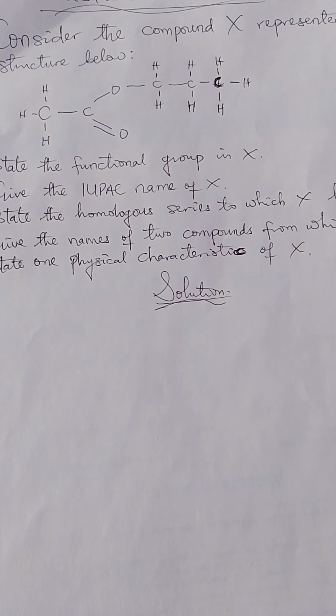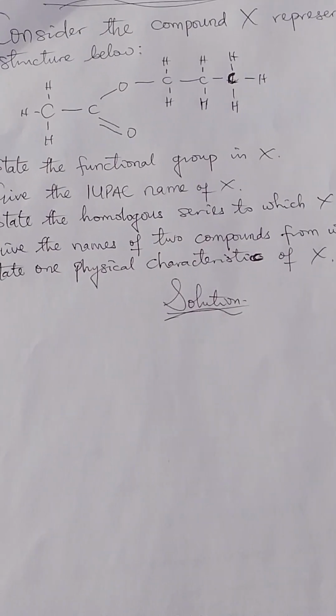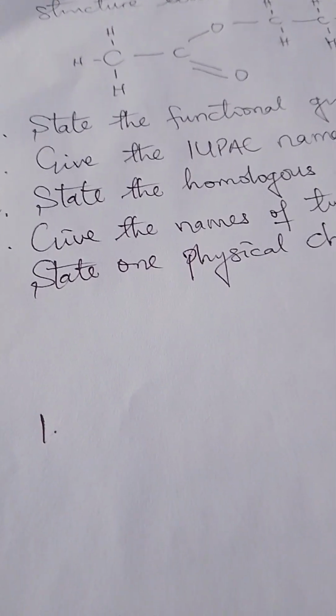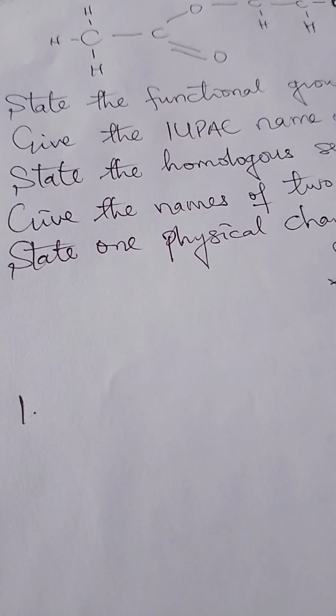Let's start from the first one. It says state the functional group of X. How do you measure the functional group? Functional group is that character that makes you identify a compound. Bringing it home, we say it is the family identity. Functional group can be likened to your family. What is in your family that everybody will know this is a member of your family?